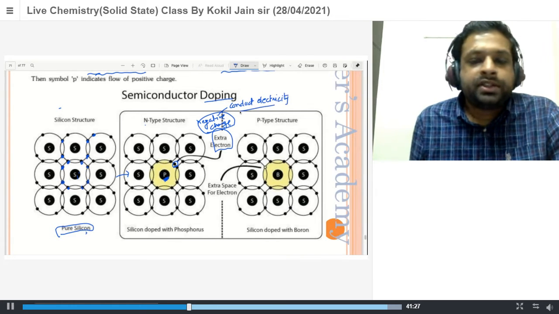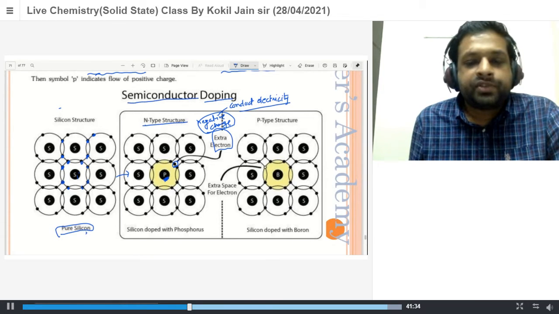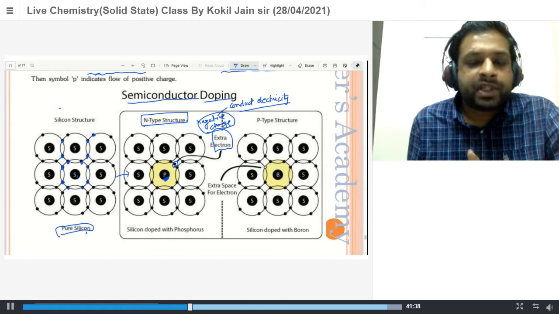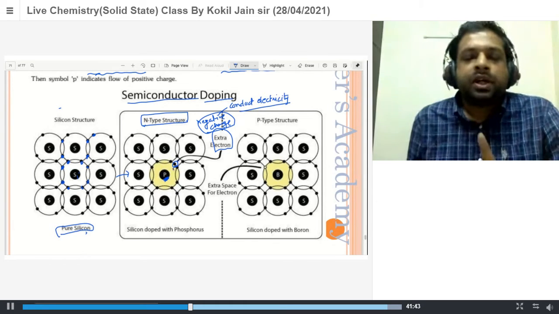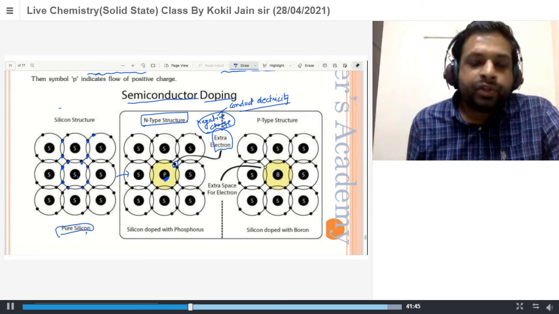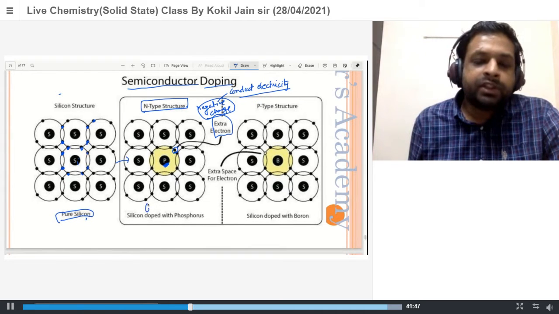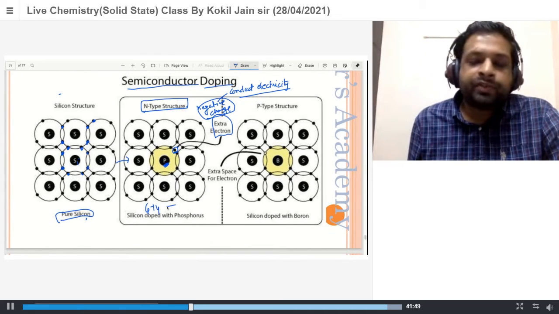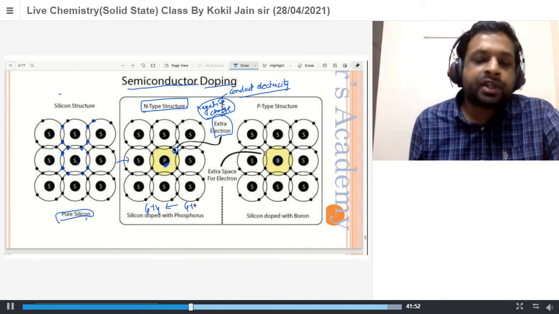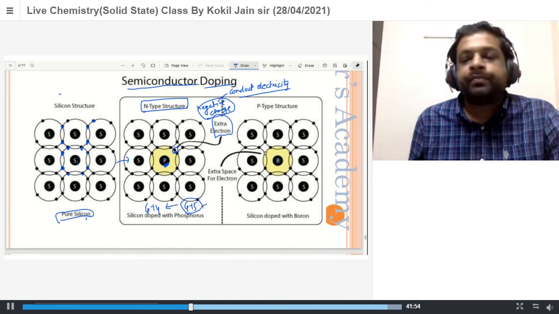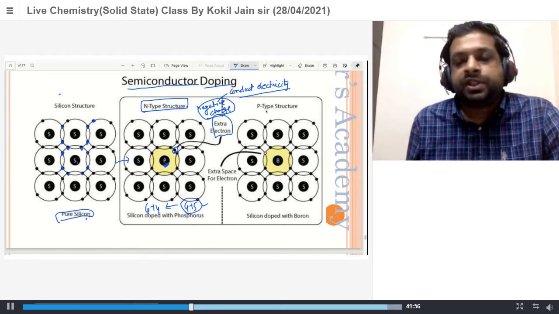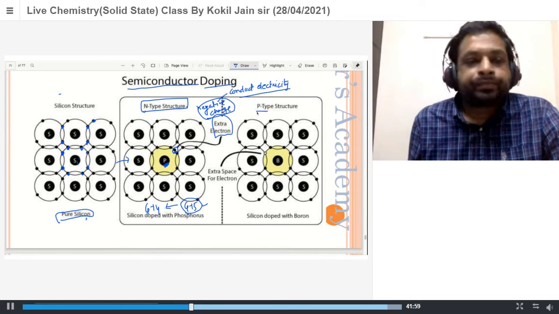Okay, this type of structure is called the formation of the N-type semiconductor, where negative charge is present. Okay, how is it formed? Group 14 elements are being doped with group 15 elements with an extra electron. Okay, now let's see the p-type structure here.